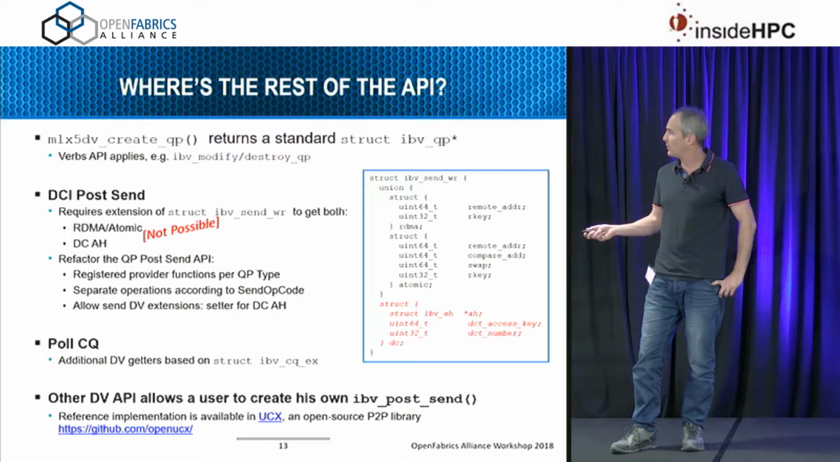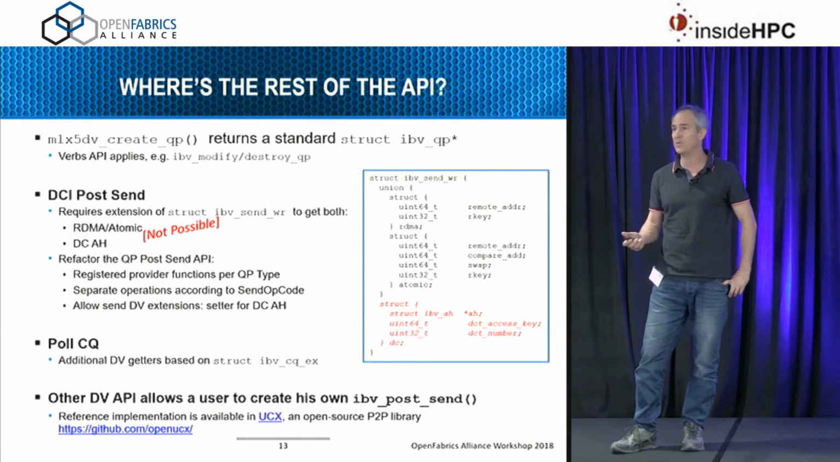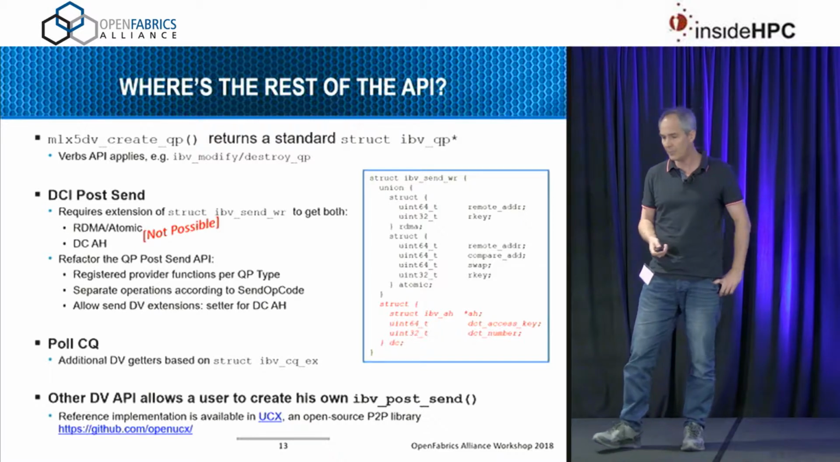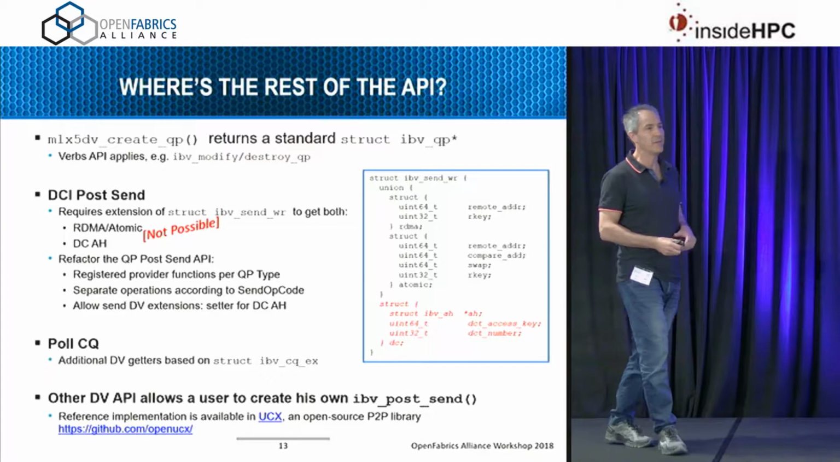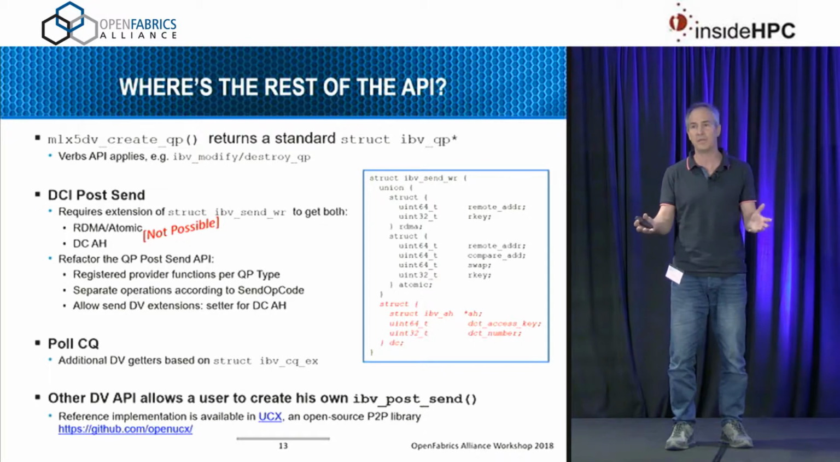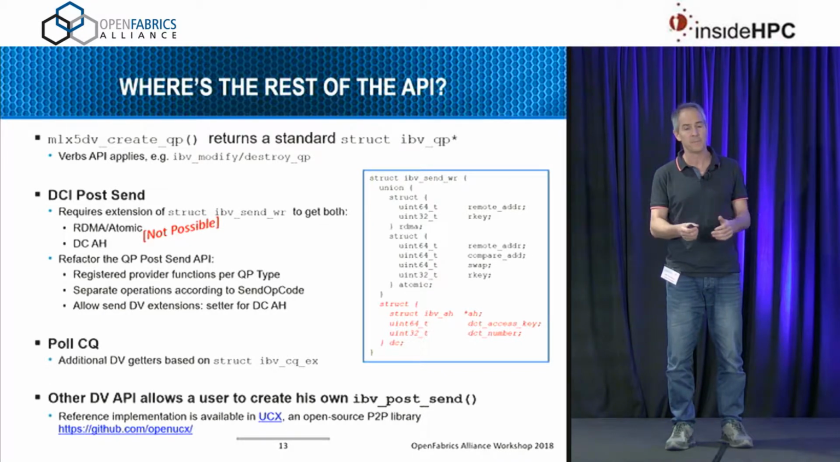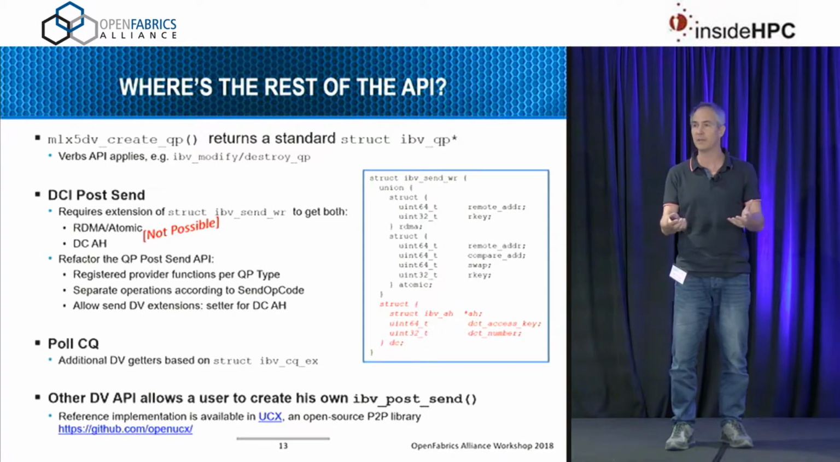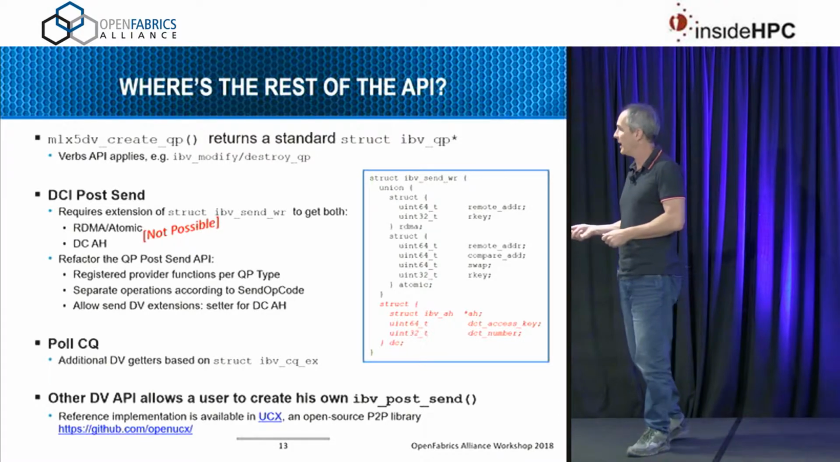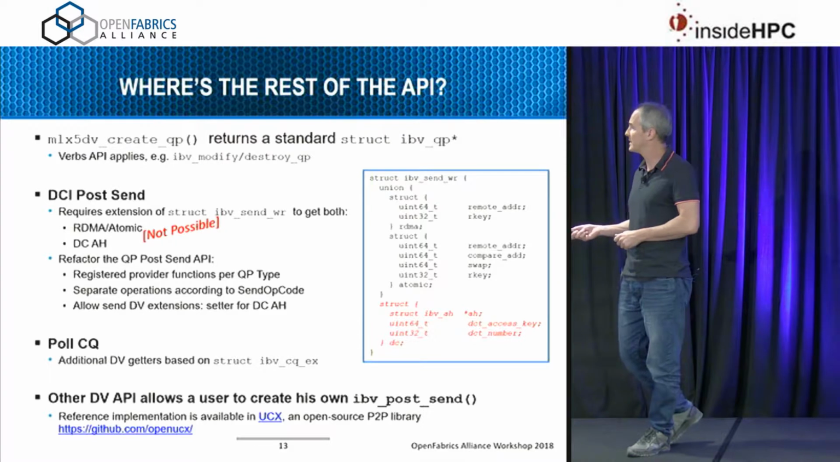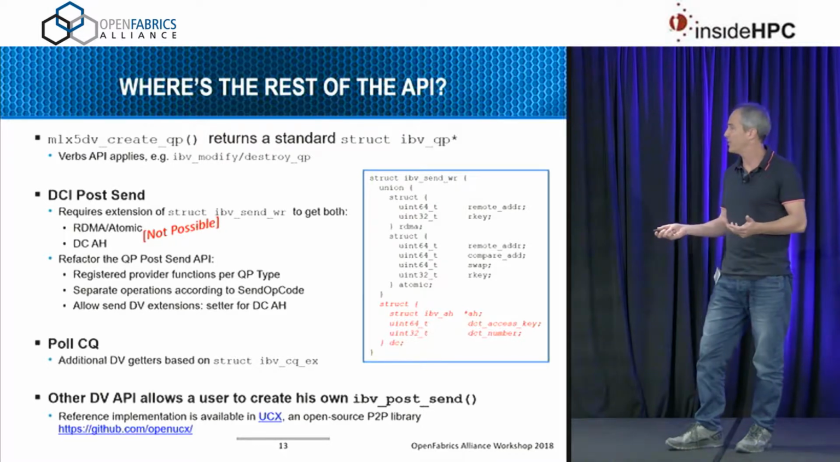So what we're planning on doing is a post-send refactoring. Currently, there's a single entry into IBV post-send, and that has to break down into the different QP types, different providers, and then depending on the specific send operation you want to do. So there's a hierarchy of about three switch cases every vendor has to implement in order to reach the specific operation and tune it. So what we want to do is have register provider functions per QP type.